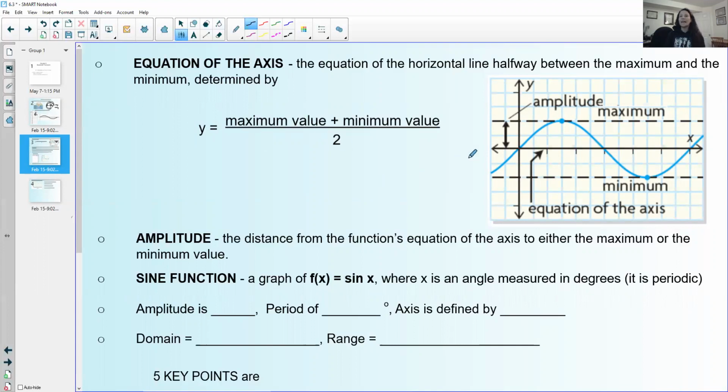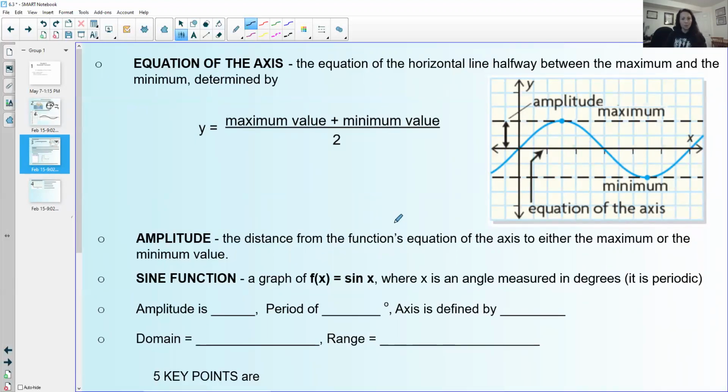The equation of the axis is the point or the line directly in between my highest and lowest points. So if I take my maximum value, add it to my minimum value and divide by 2, I'll get my equation of the axis. So you're basically taking the average of the highest and lowest points to get the middle value. And that is this line right here, okay?